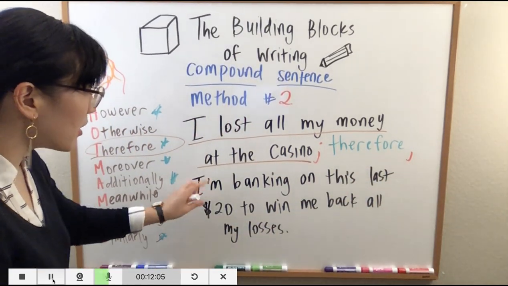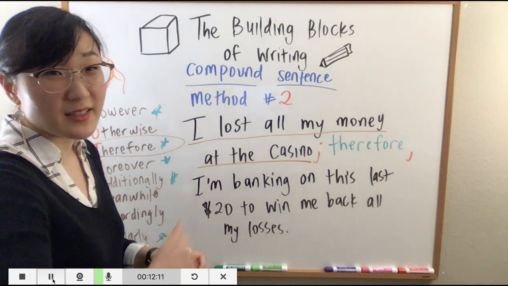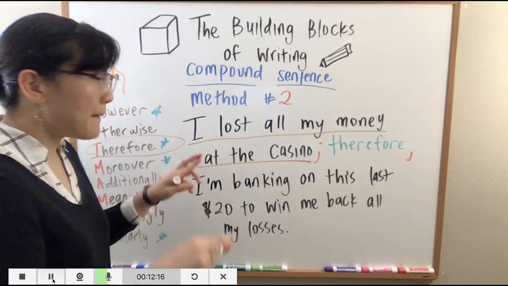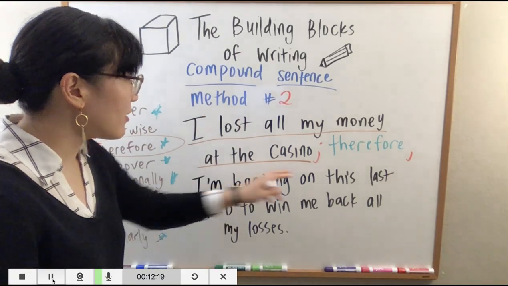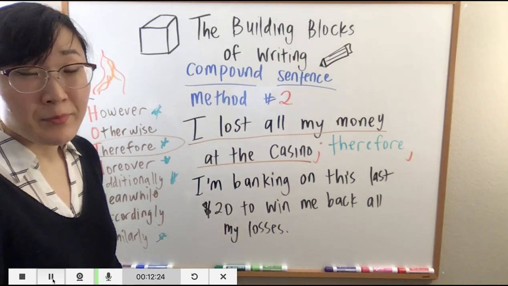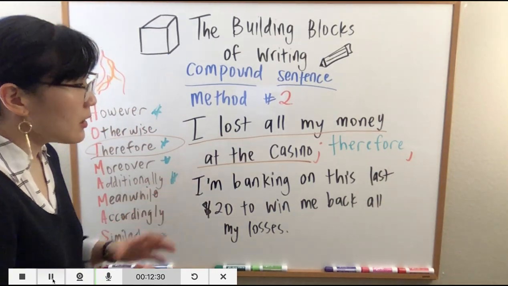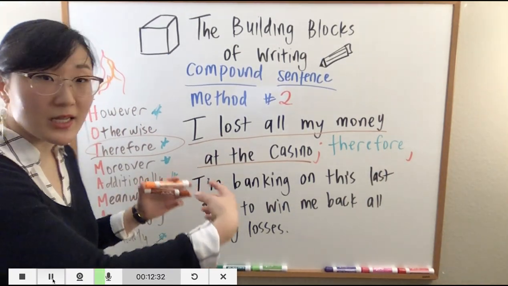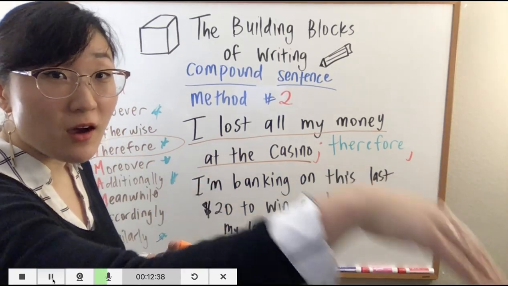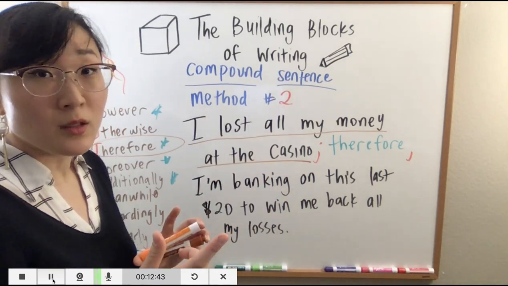My second sentence must show a relationship to the first idea. So I lost all my money at the casino in Vegas. Therefore, as a result, now I'm hoping, right? I'm banking on this last $20 bill to win me back all my losses. Now, I could have easily just put a period, separated that if I wanted to. But the point is, as my sentences are getting longer, I'm telling the reader, hey, I'm signaling, like, I'm continuing this train of thought, these ideas, because there's a reason, there's a connection between the two, okay?